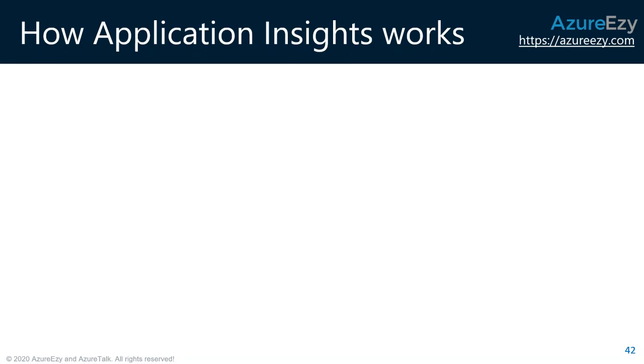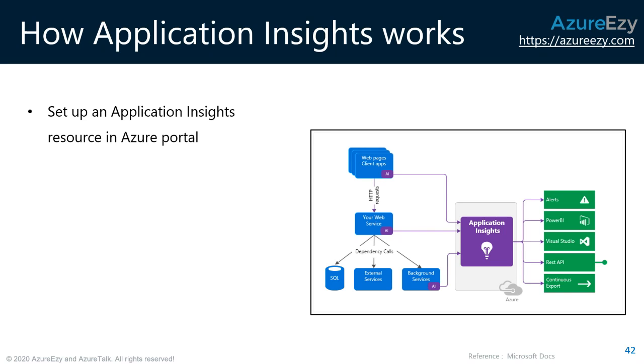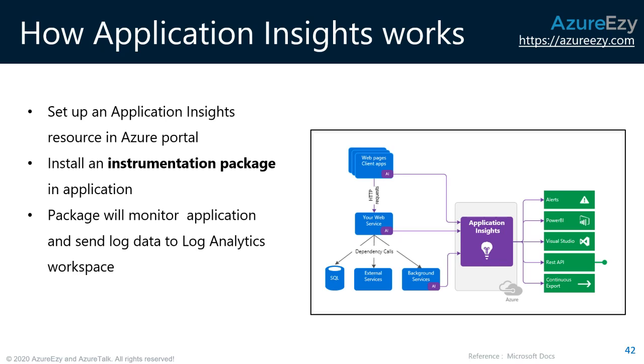Now, Application Insights is really interesting for the developer, but how does it work? If you want to use Application Insights, you first need to set it up in the Azure portal. Once Application Insights is configured there, you need to install an instrumentation package in your application. Once you have installed this instrumentation package, Application Insights will monitor your application and send the log data to the Log Analytics workspace. Then you can use this Log Analytics workspace to look for any insight into your application.